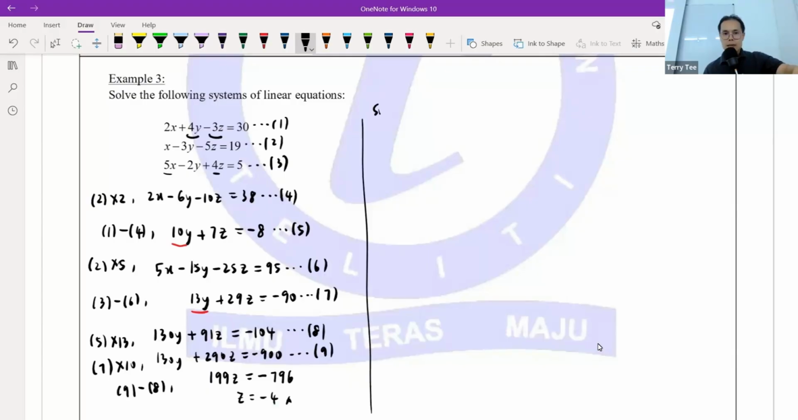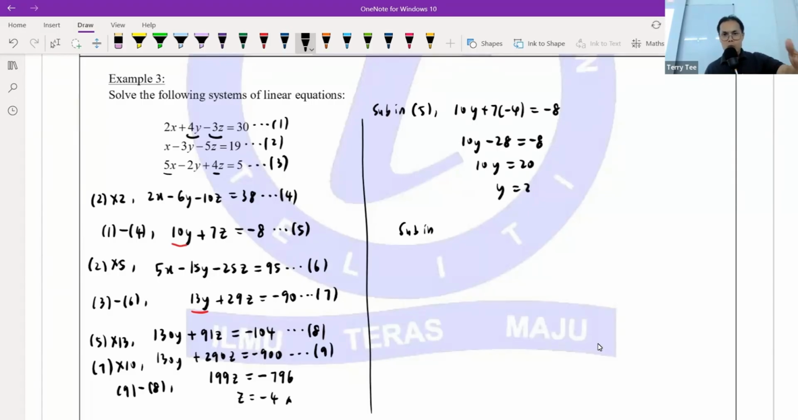Then you sub inside equation number, I think number 5. 10y plus 7 times negative 4 equals negative 8. 10y minus 28 equals negative 8. 10y is 20, y is 2. You can sub back inside.